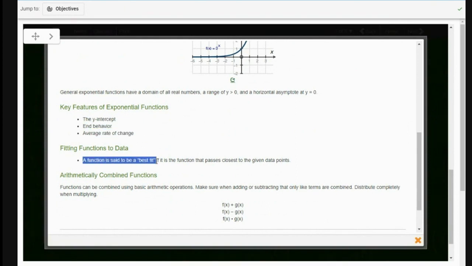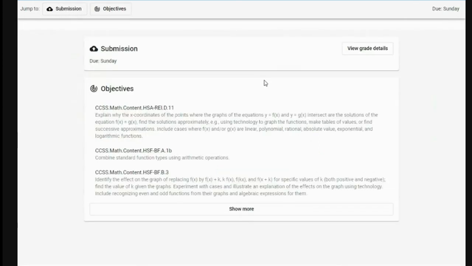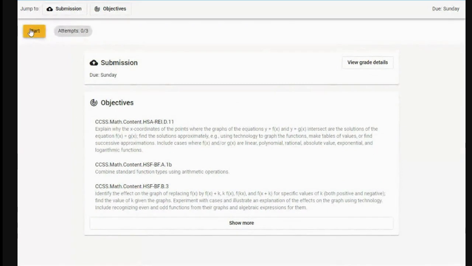A function is said to be a best fit if it passes closest to the given data points. It may not go through all the data points, but it should be the closest one you can find close to that. And we can add functions together. We can subtract functions. We can multiply functions. Okay, let's look at the assignment that goes with this. There's several pages of examples there if you need more practice.